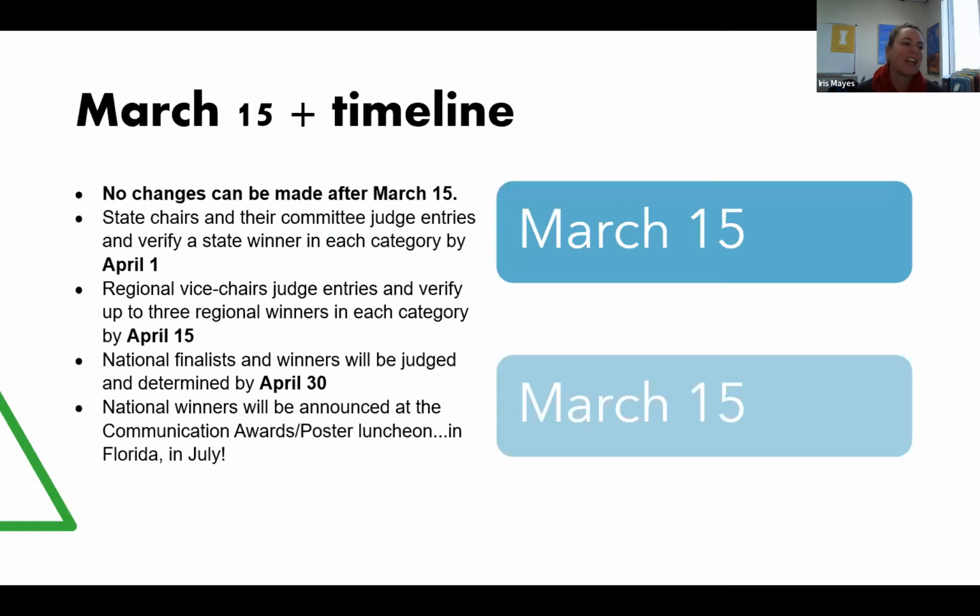So here it is again, March 15th. After that, there's a lot of work that the committees and your state chair do. The state chairs will have the entries judged by April 1st. Then the regional vice chairs, the people you're seeing today on this webinar, get the additional entries by April 15th and get those judged. Then the national finalists and winners will be judged by April 13th. If you are one of those national winners, we want to see you in Florida this year in July. Obviously every year, wherever that conference is, you have to go to get your award, but as Laura said, it's not a have to, it's a get to. So again, March 15th.